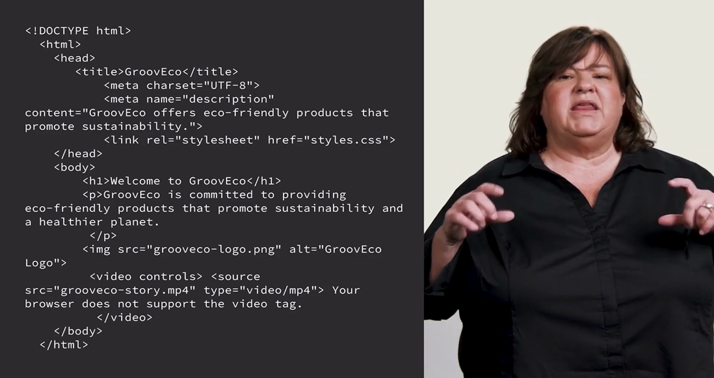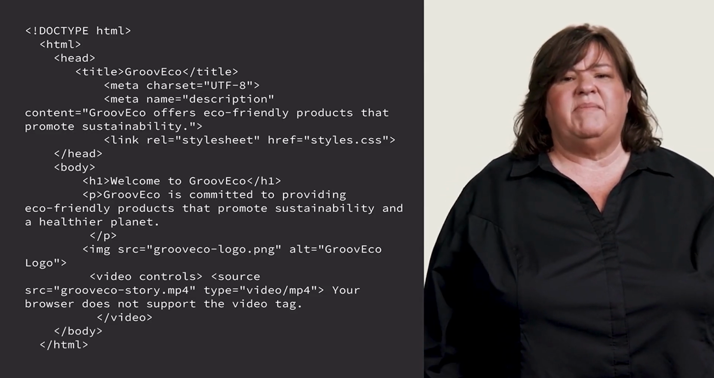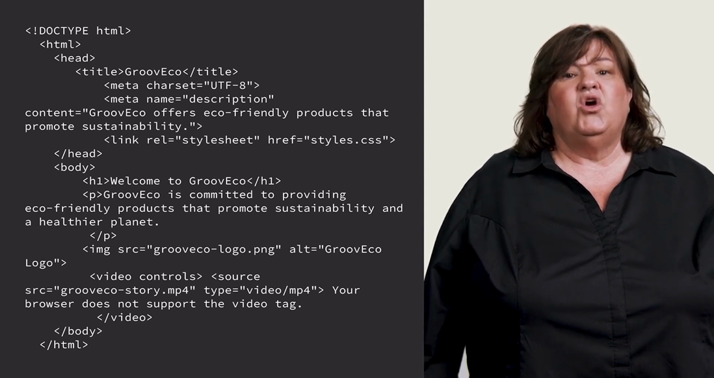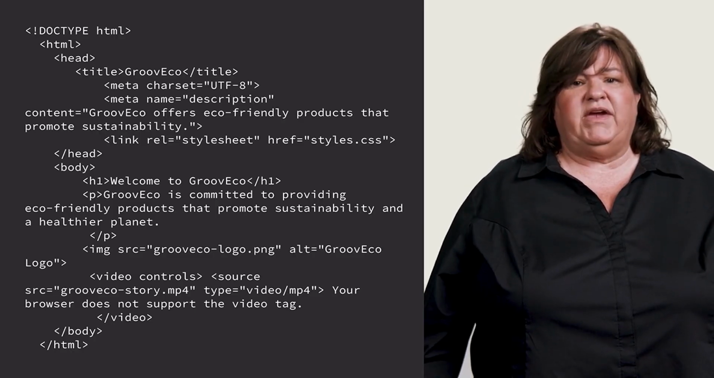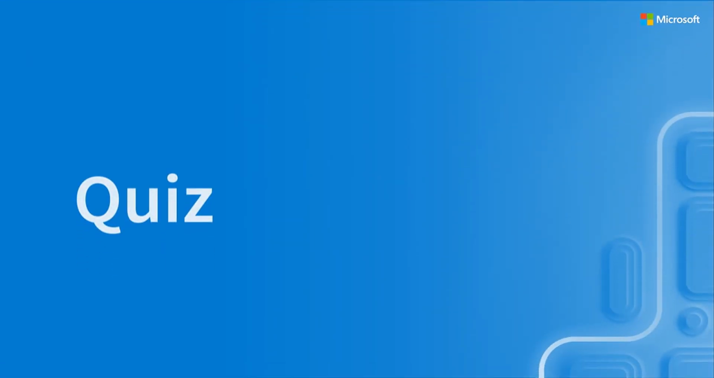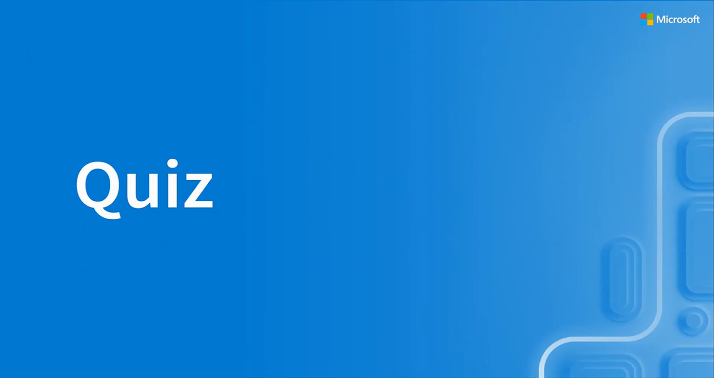We now close the body and HTML tags to complete our basic HTML structure. With this, we've built a solid and well-organized foundation for GroovyCo's web page. Today, you've covered how to set up the basic structure of an HTML document. We discussed the essential tags and how to organize content within this document. By following these steps, you'll ensure your web pages have a solid foundation for further development.